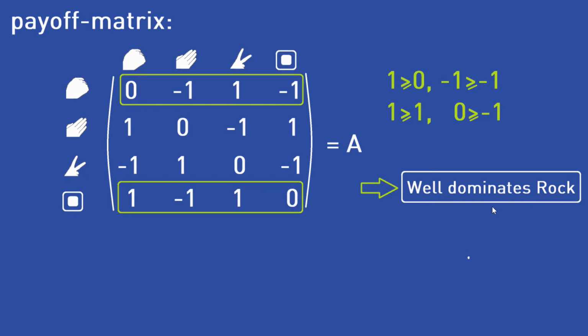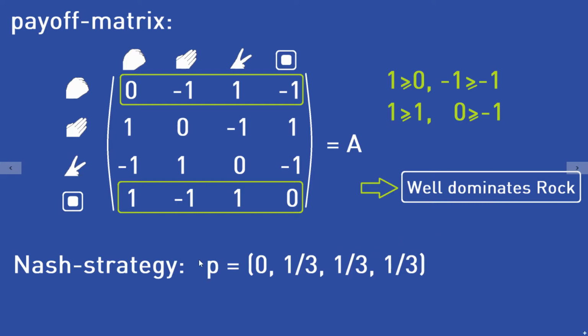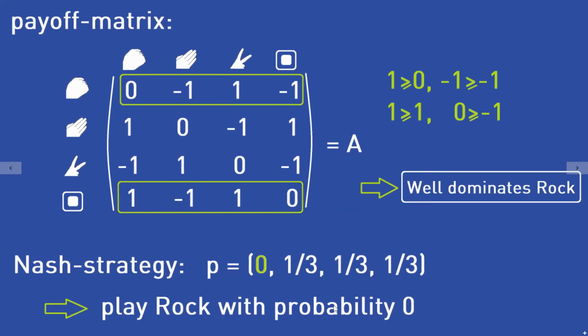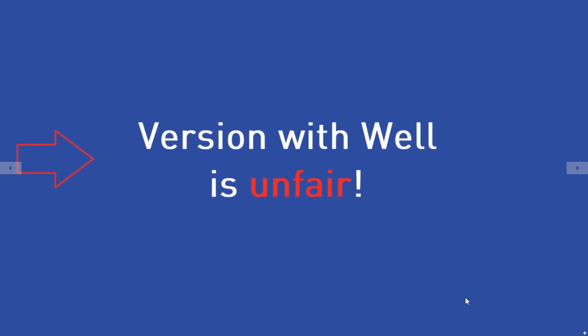The Nash equilibrium shows us similar results. Its P is equal to 0, 1/3, 1/3, and 1/3, which tells us don't play rock, but play every other figure with the same probability. So play rock with probability 0. So this game's not fair. You could make it fair by eliminating rock and replacing it with well.